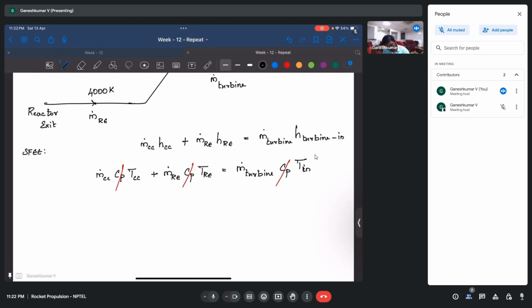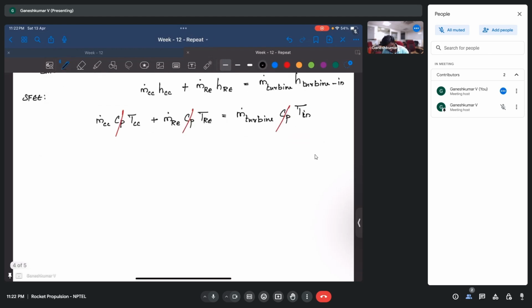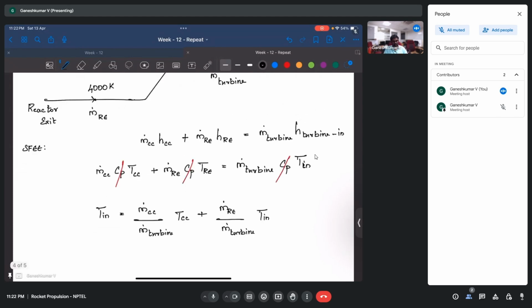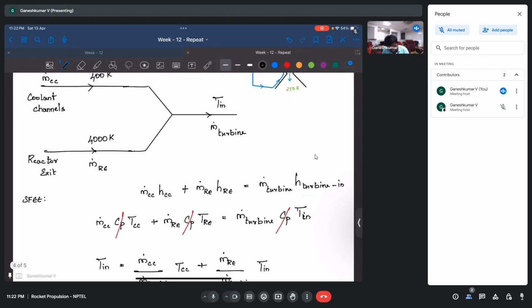And if this is the case, what you can do, if we are interested in T in, let's write T in. T in is nothing but m dot cc divided by m dot turbine into T cc plus m dot re divided by m dot turbine into T re. Okay, now what we know is this is going to be a 5:1 ratio.